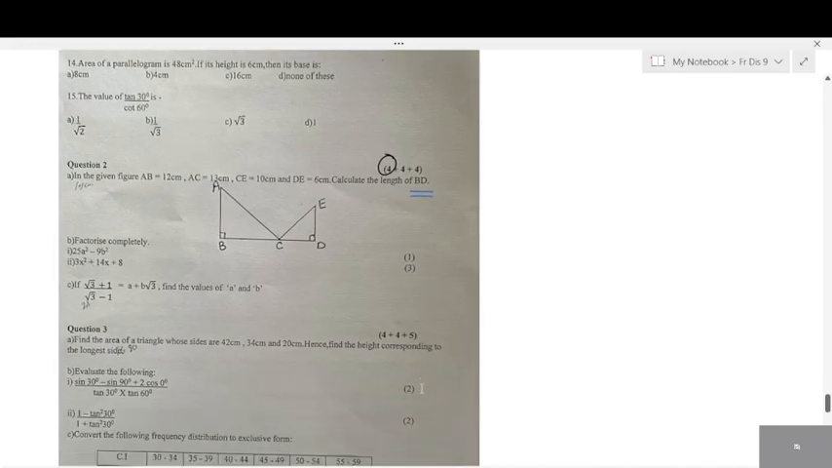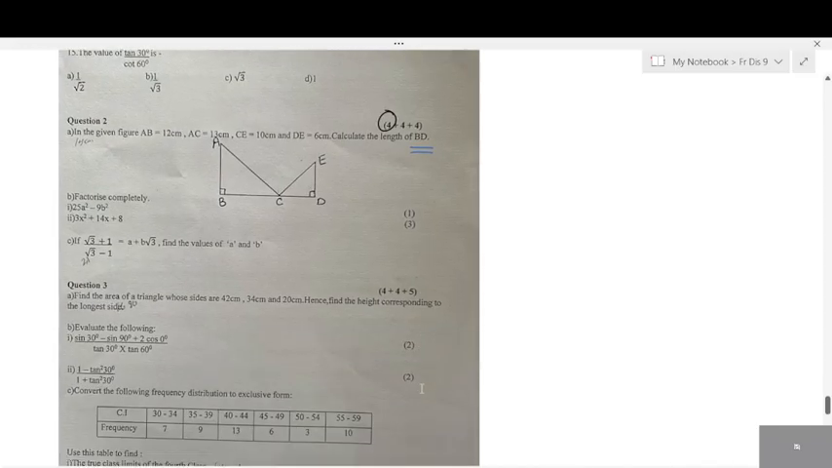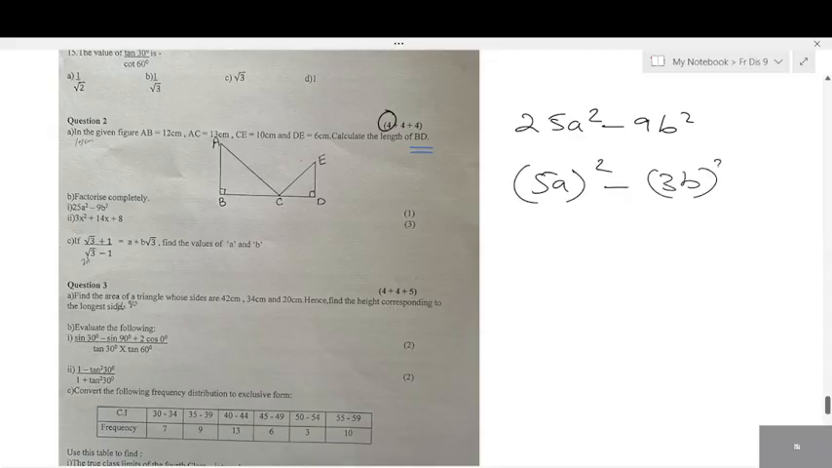Okay, next question. Factorize question. Which concept to use for factorization? Look at how simple a question they have given. A square minus B square. How do you convert this? 5A the whole square minus. What's the answer?